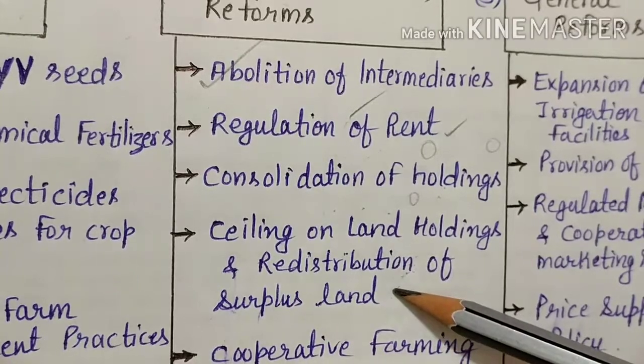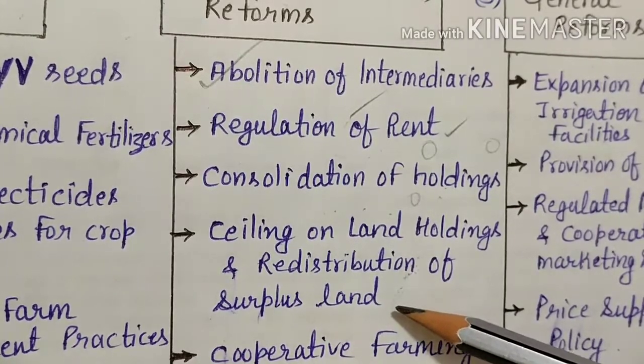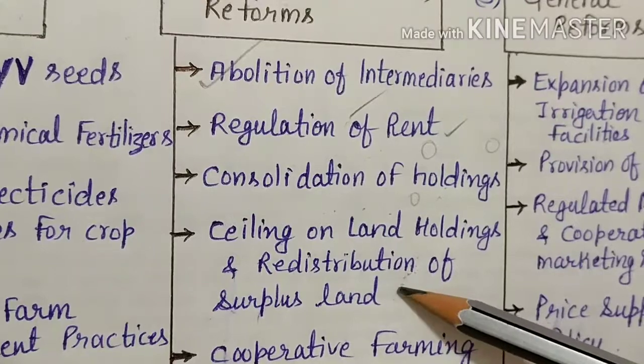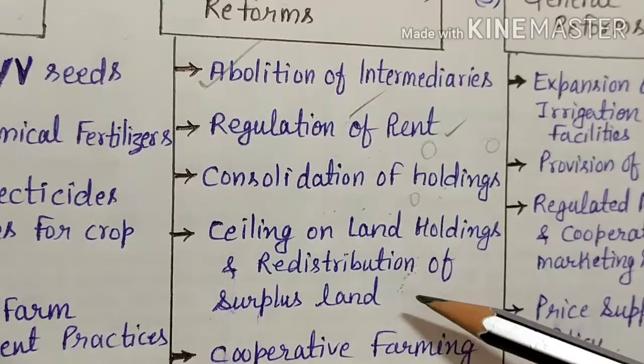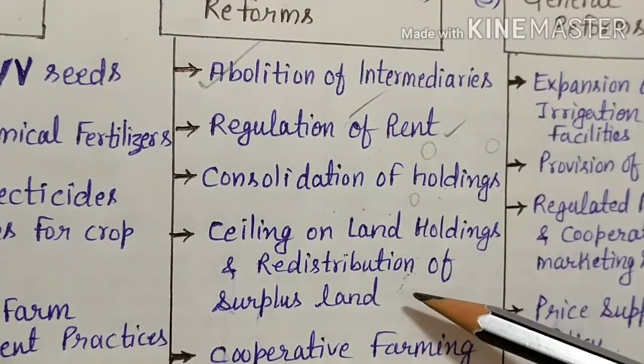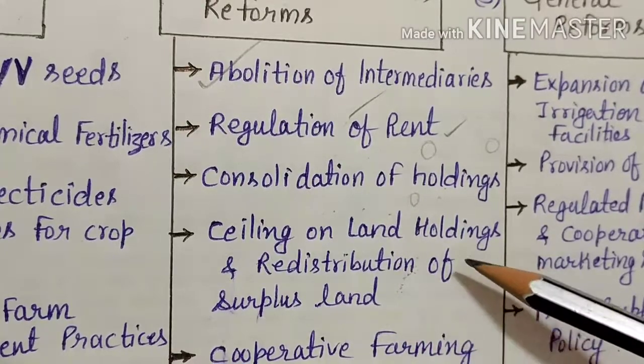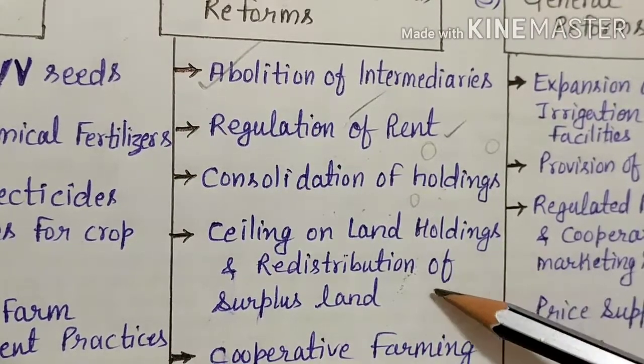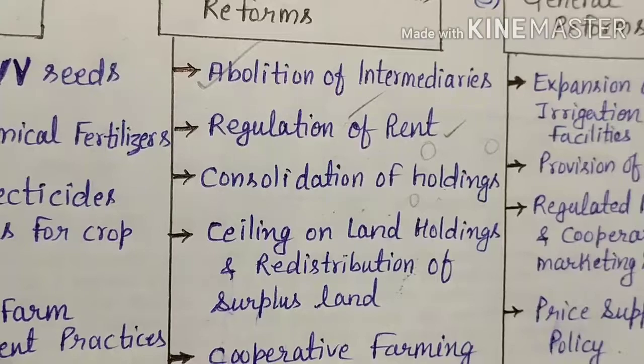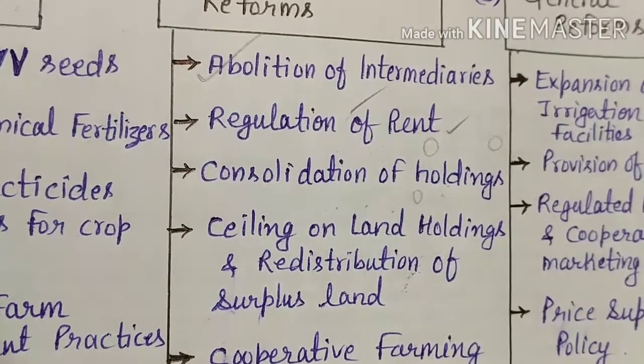So in this way, those landlords have to give up their land. Whatever surplus land the government got, they have redistributed among whom? Among the needy farmers. Then comes cooperative farming. Now what is the meaning of cooperative farming here?